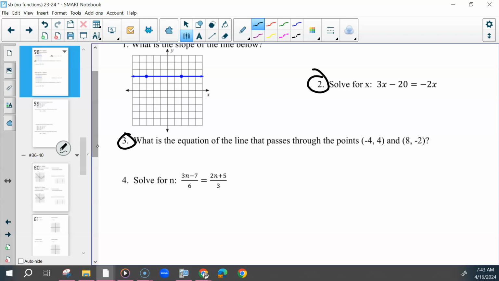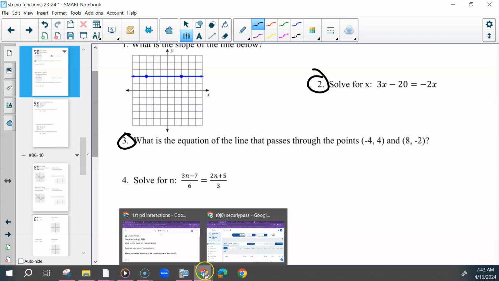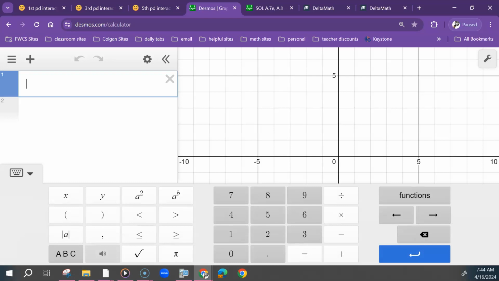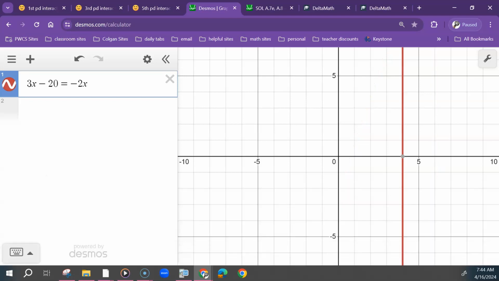For number 2 and 3, those will be done in Desmos. Okay, so if I were to put this into Desmos, the whole thing, I would get x equals 4. So all of your equations, to include number 4, should be put in Desmos because it'll give it to you.